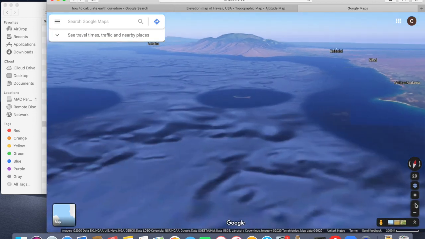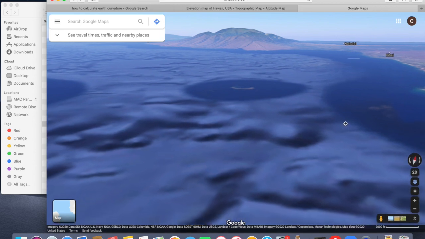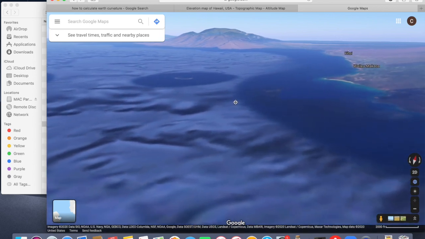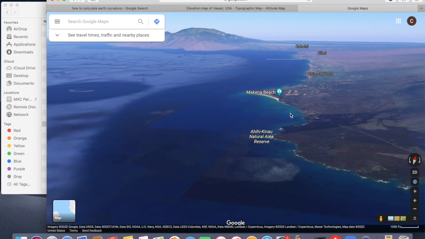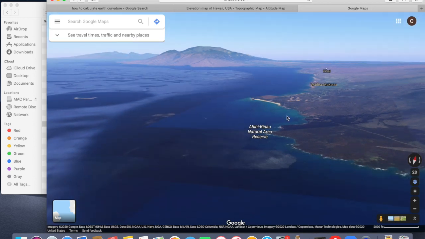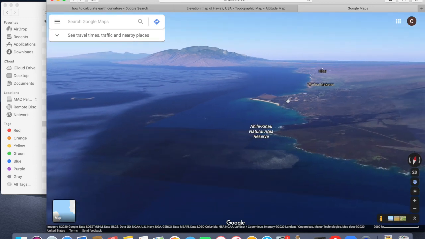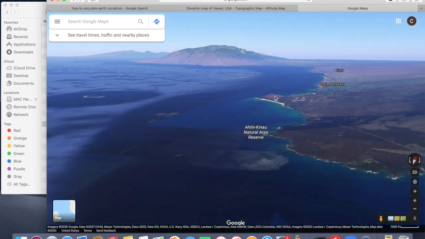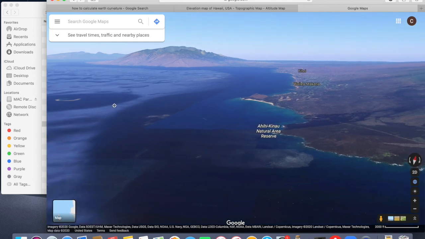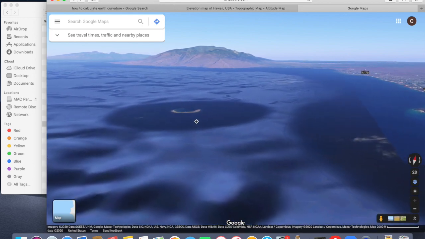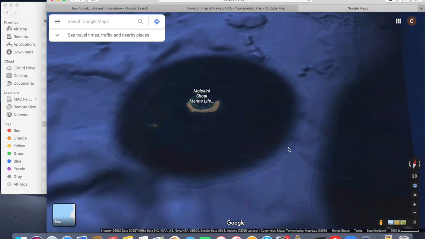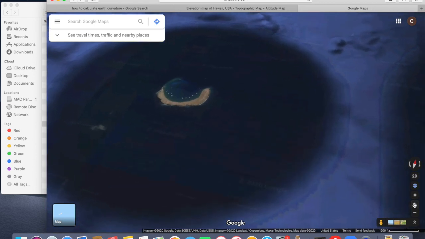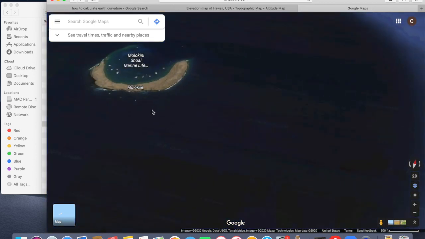Let's take a 3D look at Molokini with Google Earth. And here we have McKenna Beach. You can see the little pu'u, the little hill, little mound here, which is close to Molokini. And as we look closer into Molokini, you can see it's a remnant of a crater, like most of the pu'us and little hills in Hawaii.